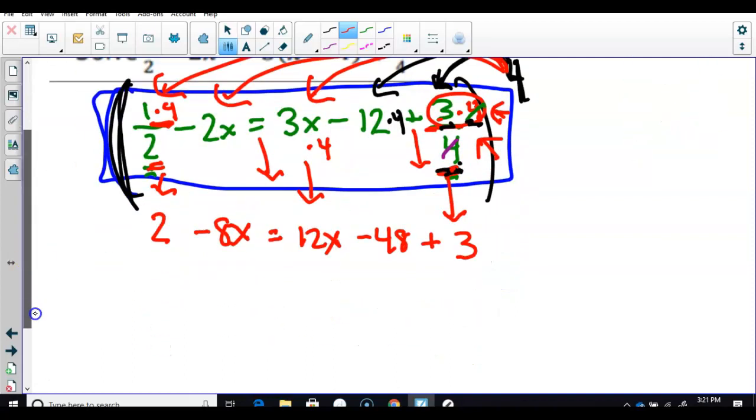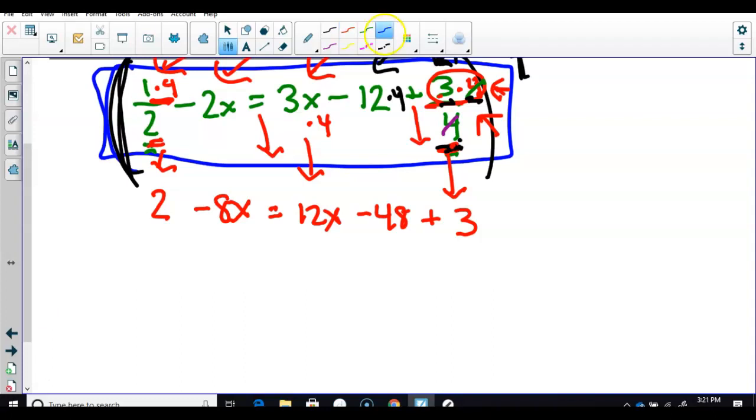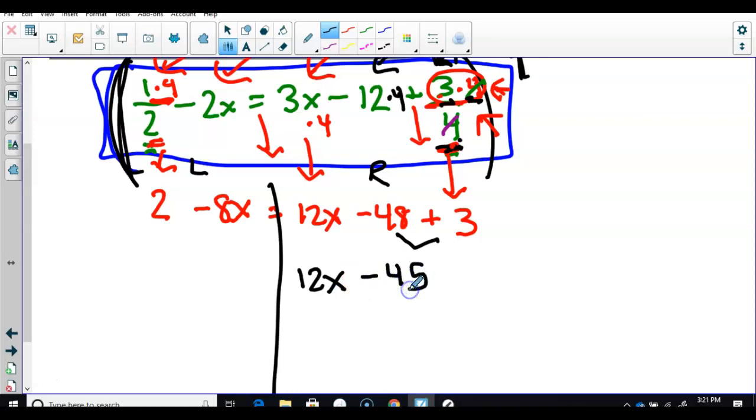And so now what I've just done is I've gotten rid of all the denominators, which people don't like fractions, so that's nice. And now I just go with my typical problem solving strategies, okay? So I look on the left side, and there's nothing to simplify. There's no like terms. But on the right side of the equal sign, I do have negative 48 plus 3, so I can simplify that. So that's going to give me 12x minus 45 equals negative 8x, and I have a positive 2 there, okay?